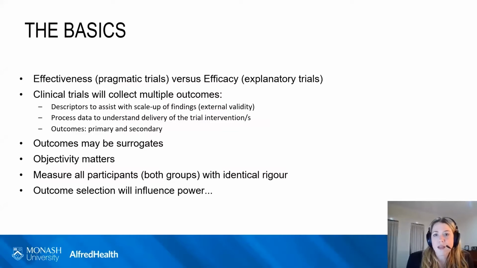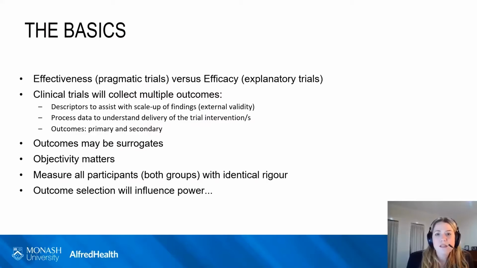Effectiveness trials, or pragmatic trials as they're also known, tell us about the actual effects in clinical practice. But these differ from efficacy trials or explanatory trials, which are focused on selecting outcomes to measure a very precise, defined intervention administered under ideal conditions. And efficacy trialists are also usually interested in the why. And so explanatory or efficacy trials will often have biological measures as well as behavioural measures.